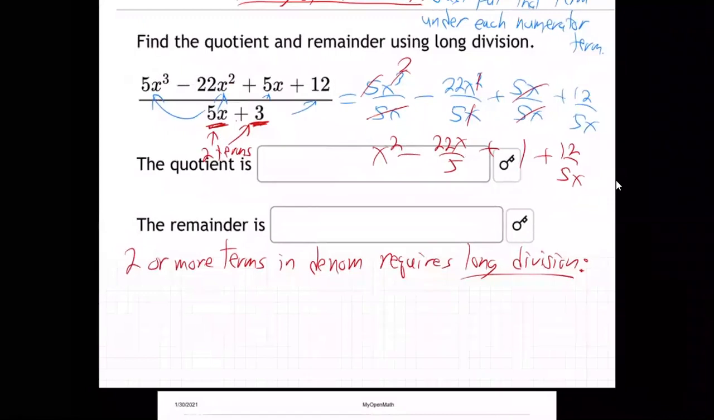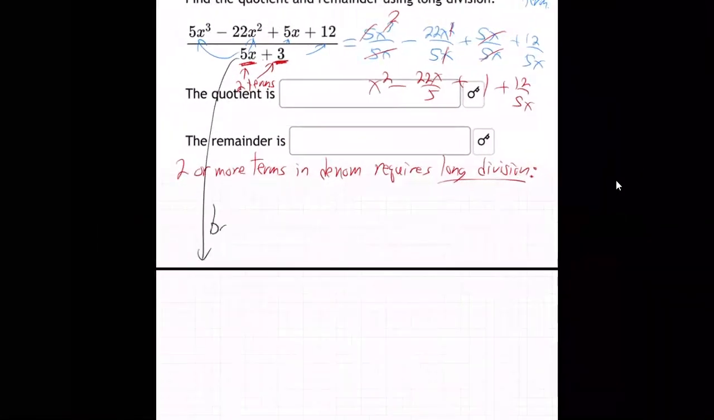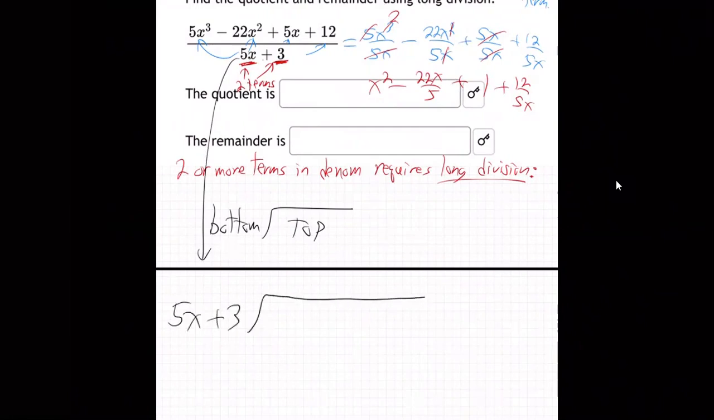So that's what we're going to do down here. Let's do the long division. And I think I'm going to put it on a whole separate page just to make life easier. So I'm going to bring it down here like this. And I'm going to put the bottom into the top. There we go. 5x plus 3 into the top. What's the top? 5x cubed minus 22x squared plus 5x plus 12. There we go.